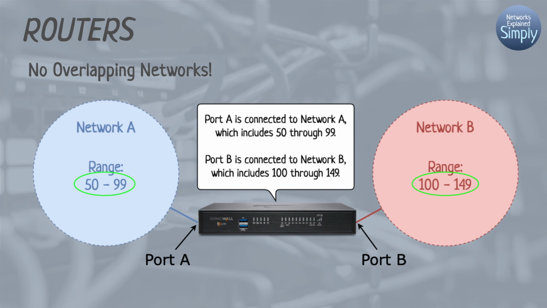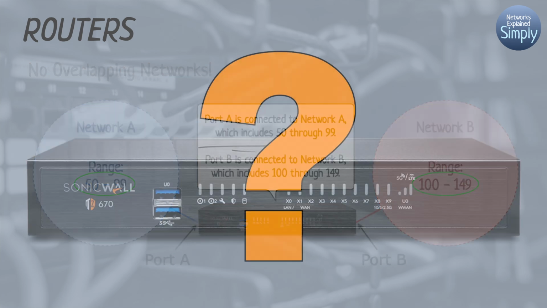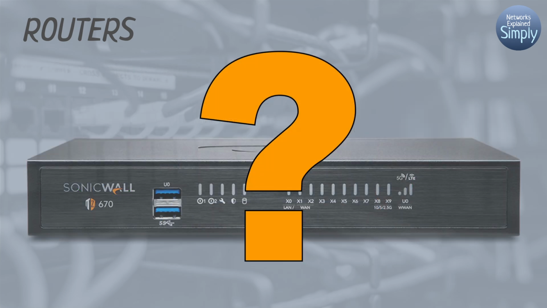There can't be any overlap between one network and another, because overlap would cause confusion, and the router would no longer be able to make decisions about where to send files. Now, you may be thinking, this doesn't really match with my understanding of routers. At home, I just have one network, and I only use it for internet access. So if routers connect to two or more networks, then why do I even need one?